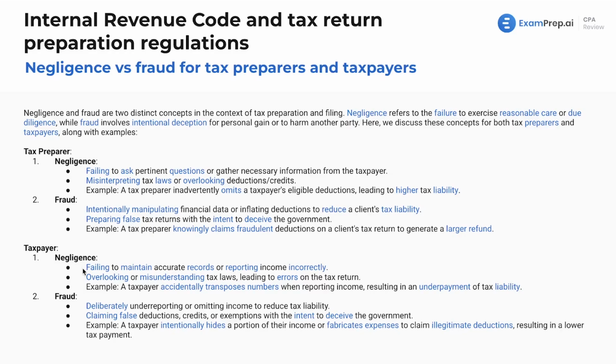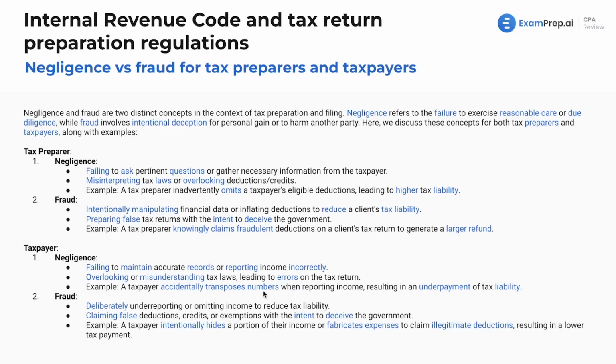Next, for the taxpayer, negligence. This could be failing to maintain accurate records. We'll see this throughout the exam that you definitely need to maintain accurate records as a taxpayer, or reporting income incorrectly, overlooking, misunderstanding tax laws. You do your due diligence, but we're not perfect. We are going to make mistakes. And if there's no intent to be proved there, then yeah, it's just negligence.